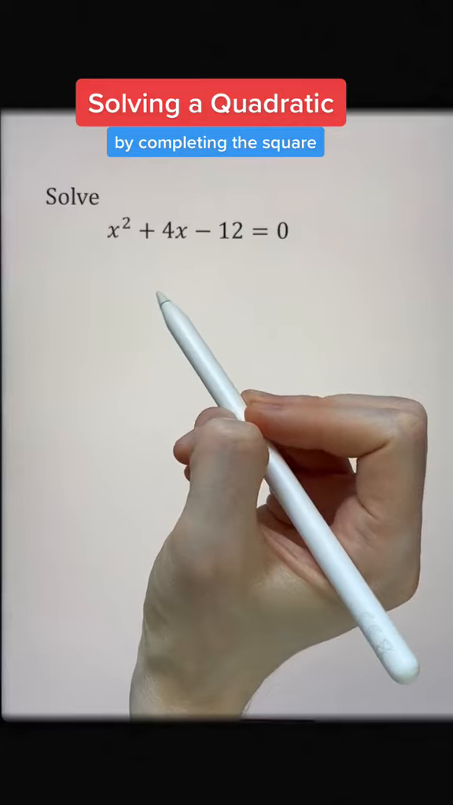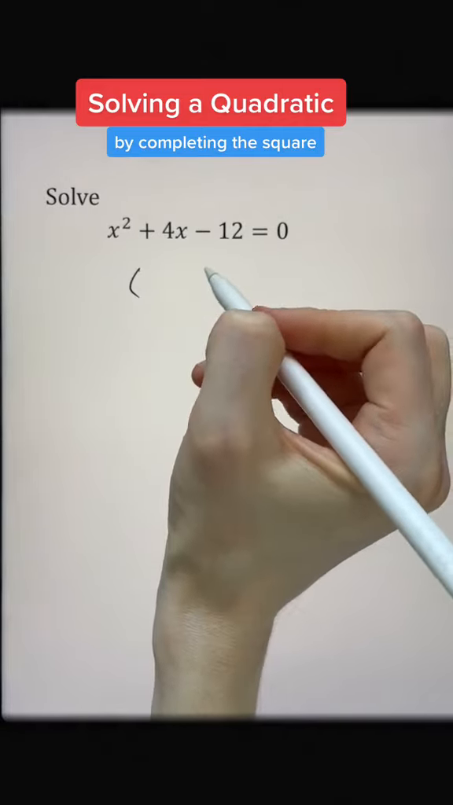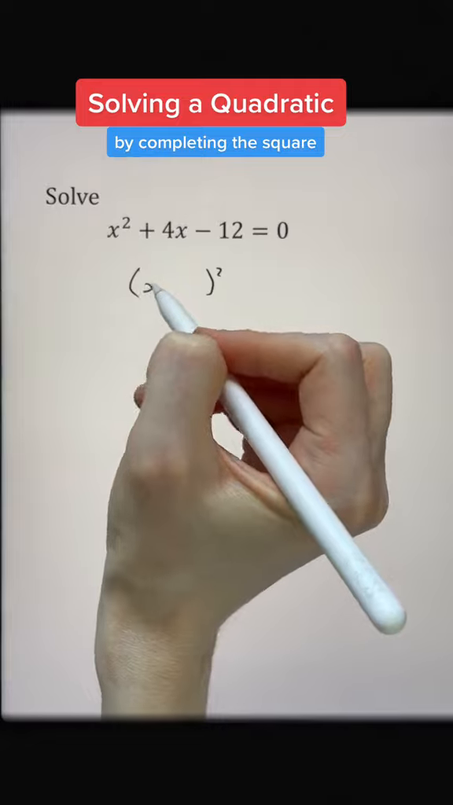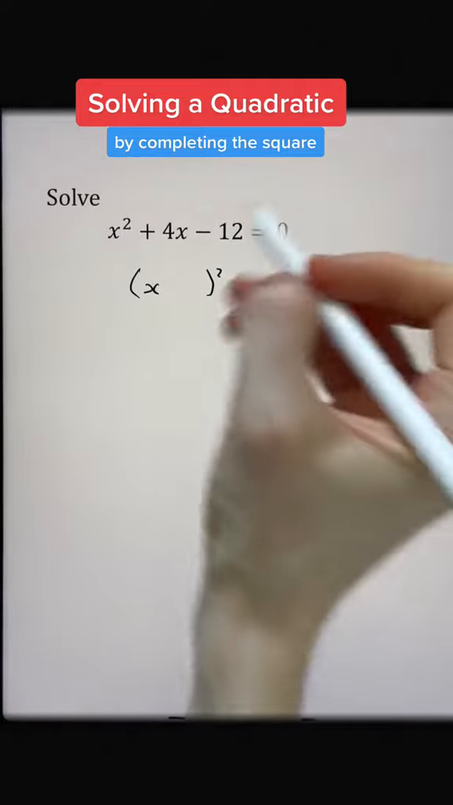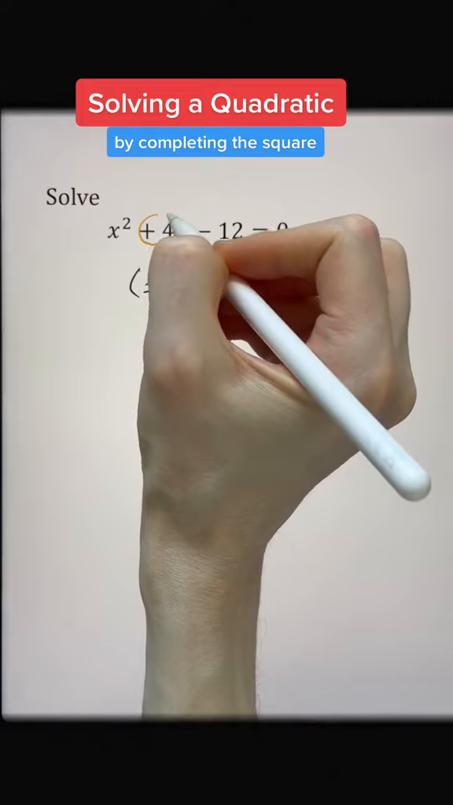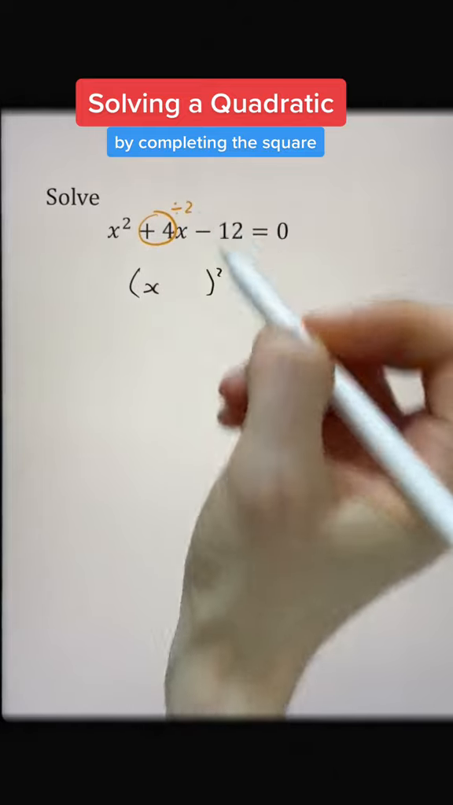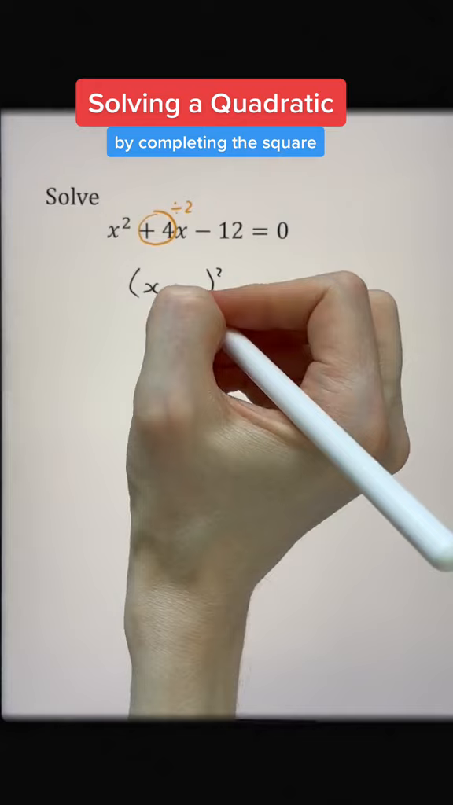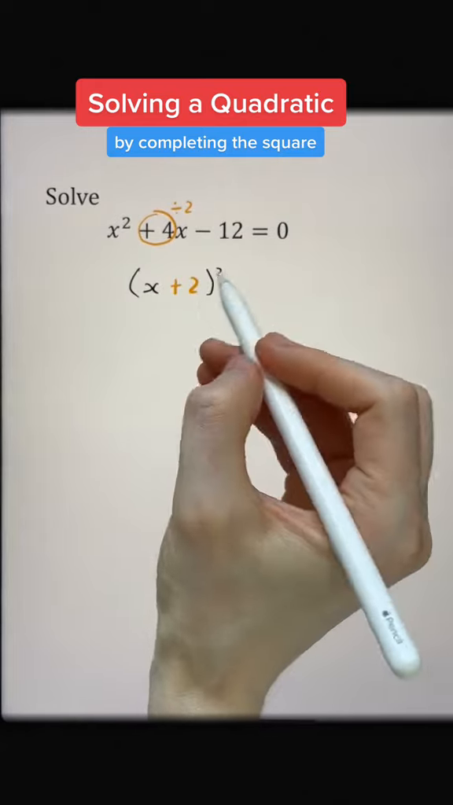We can solve a quadratic by completing the square. My first step is to start with my square brackets and to place a single x inside. I then always half, I divide by 2, the number in front of the single letter of x. Here 4 divided by 2 gives me 2, and I always square this number.